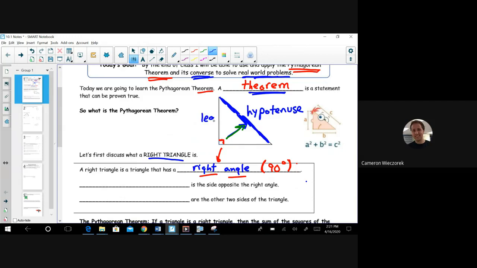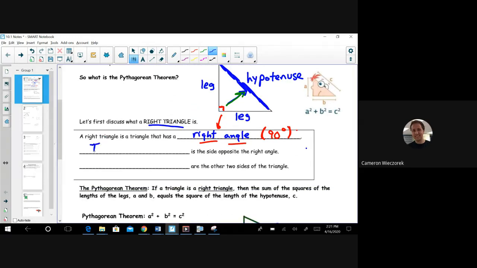The other two sides that share the right angle are what we call the legs of the right triangle. So put the blanks down here. The hypotenuse is the side across from the right angle, and the legs are the other two sides of the right triangle that share the right angle.